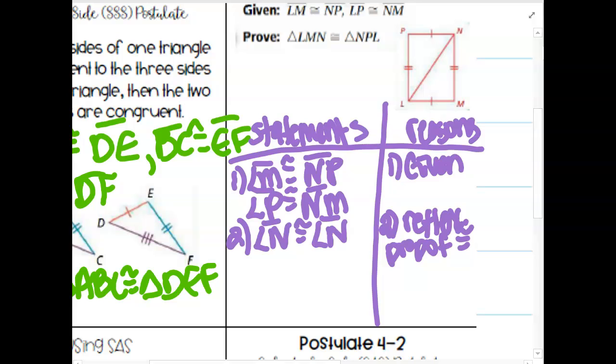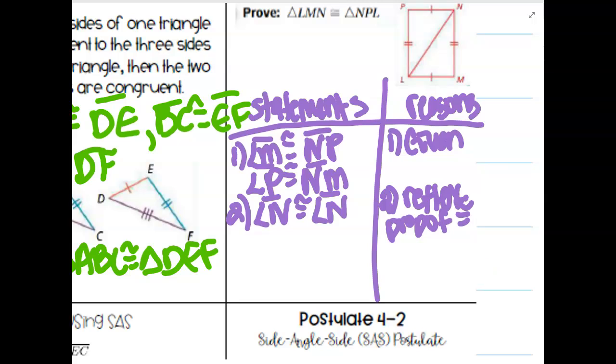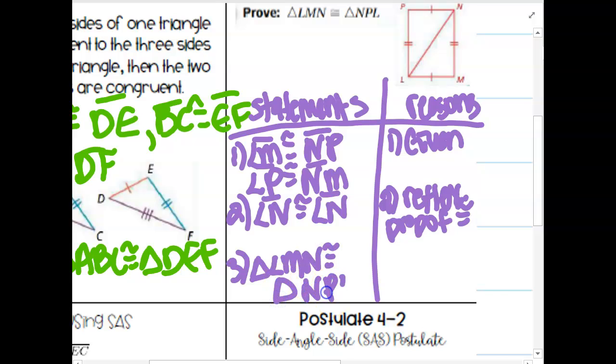Let's be a little more specific than just reflexive. It's the reflexive property of congruence. So it was given to me that these two angles are congruent. Well, I just showed that that third side is congruent. So if we have three congruent sides in two different triangles, those triangles are going to be congruent. So your last line is always going to be that proof: triangle LMN is congruent to triangle NPL. And your reason is just going to be the side-side-side postulate, so you can just write SSS.